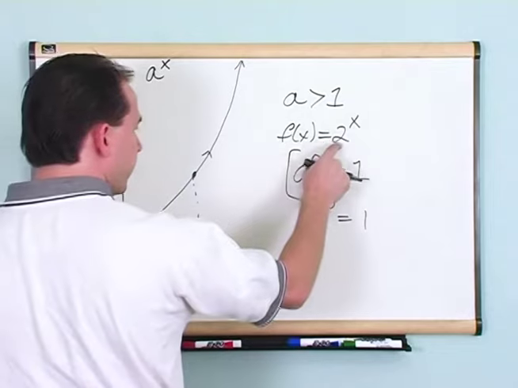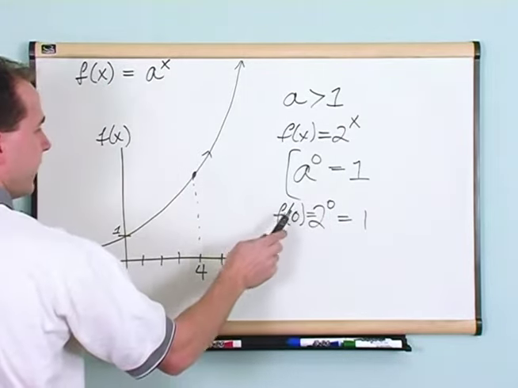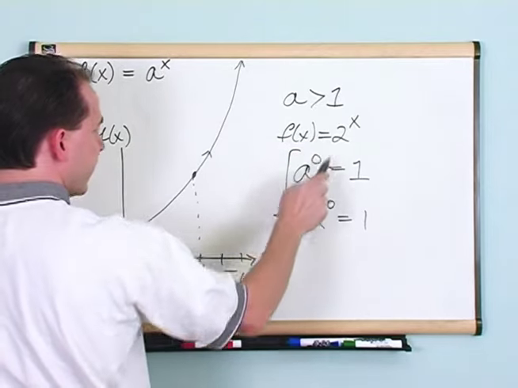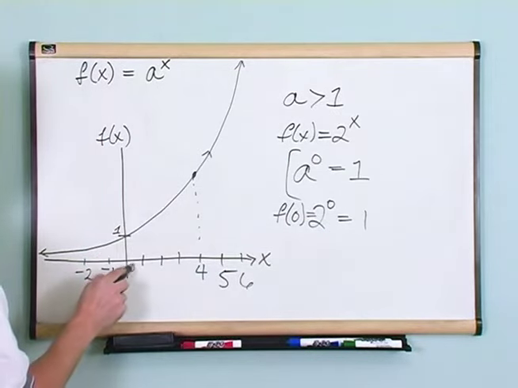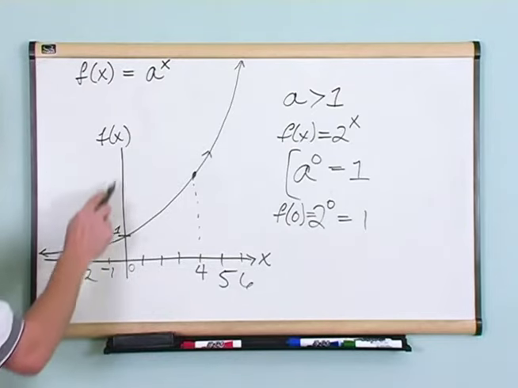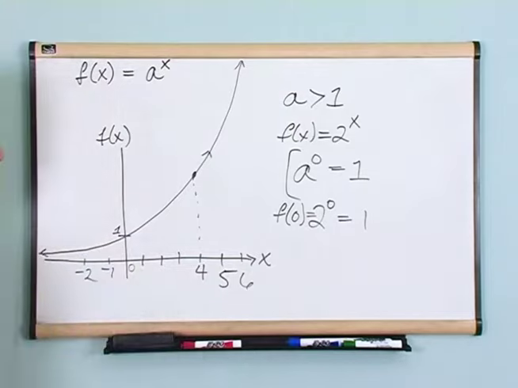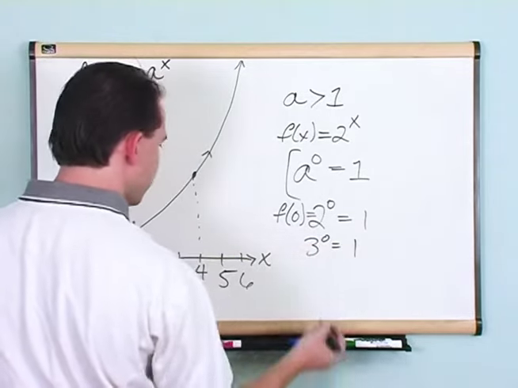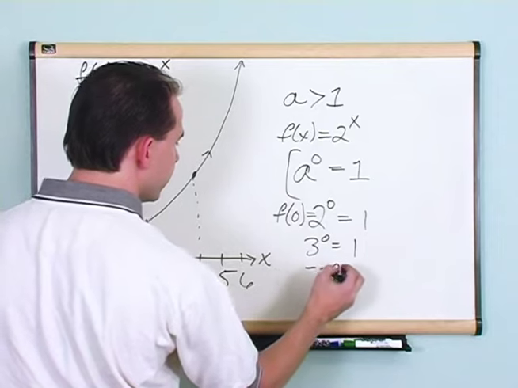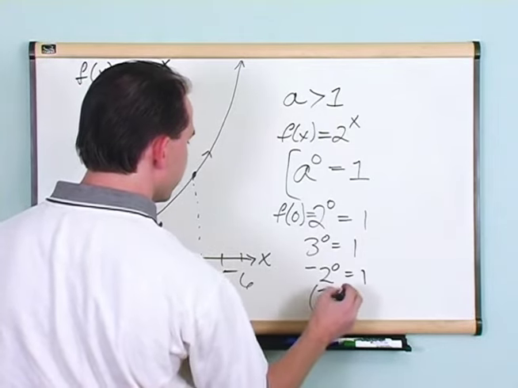Okay, so notice that that's f of 0 in our equation. If I take 0 and plug it into my equation, I get 2 to the 0, so that's 1. That's why the graph crosses the y-axis, or the f of x axis, at 1, because of this relation here. So 2 to the 0 is 1, 3 to the 0 is 1, negative 2 to the 0 is 1, 3/4 all to the 0 power is 1.